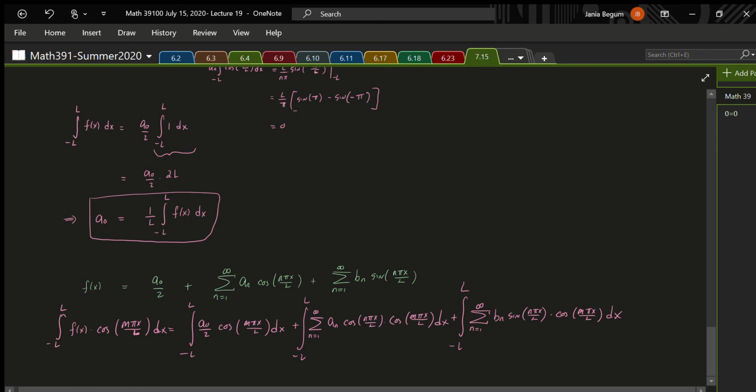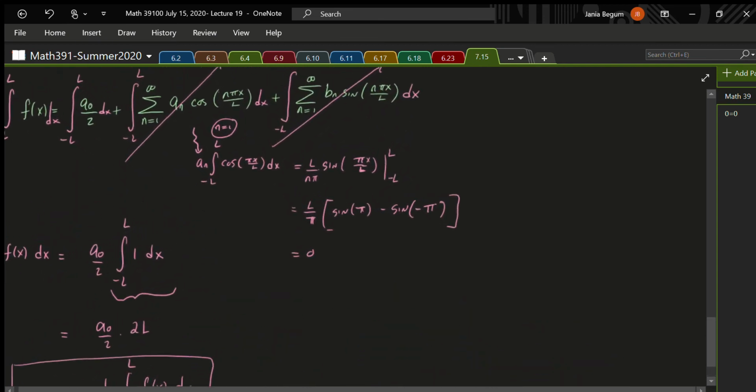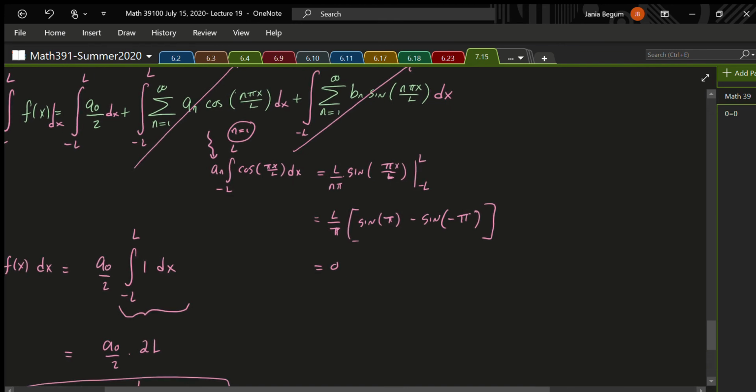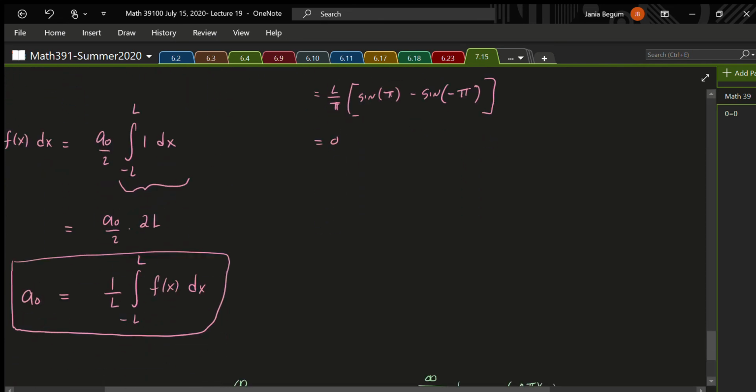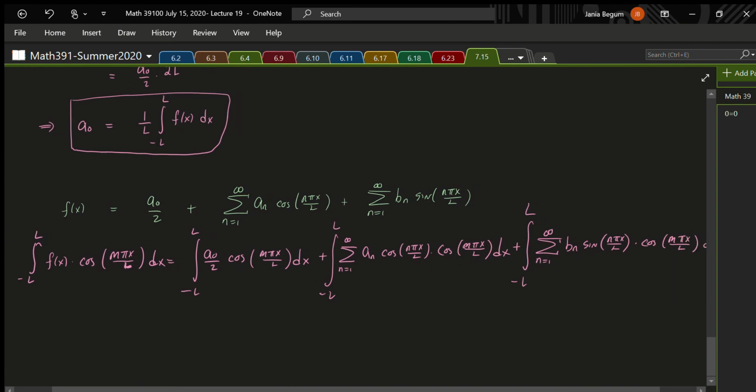Let's check this out. We said that cosine on a symmetric interval is equal to 0. We've proven that right here when we were solving for a0. Cosine of any argument on a symmetric interval negative L to L is equal to 0. So I'm going to use that fact to simplify this a little bit more. Which integral goes to 0? Can you spot that?